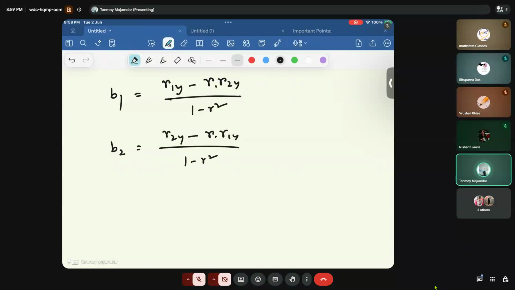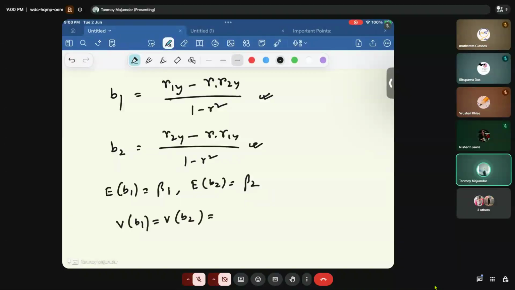This is very important, you have to remember it. Whether or not multicollinearity is there, if we use centered, normalized data, then we will get b1 and b2 like this. Expectation of b1 is beta 1 and expectation of b2 is beta 2, so obviously it is unbiased. But variance of b1 equals variance of b2, that will be sigma square by 1 minus r square.